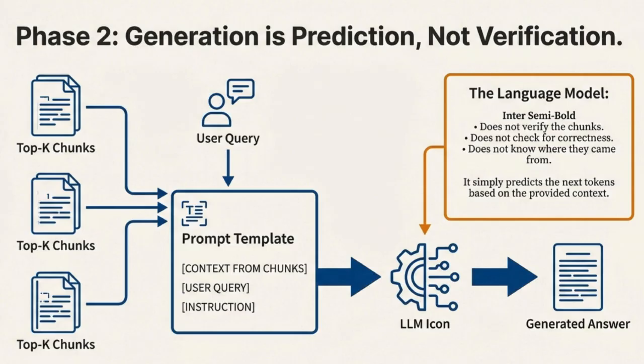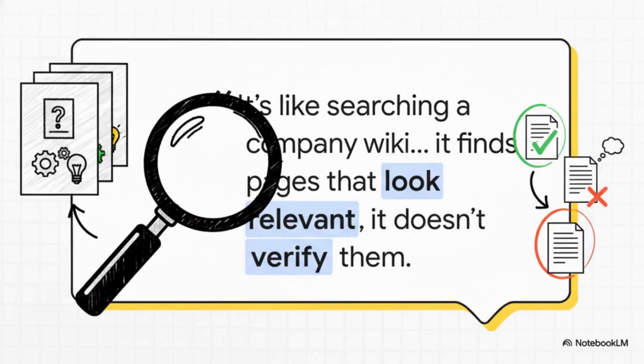So think of it like a search bar in your internal company Wikipedia. You type in a few words, it returns pages that look relevant, but does it actually check whether those pages answer your question? No, that's still your job. The retriever in the RAG system works the exact same way.